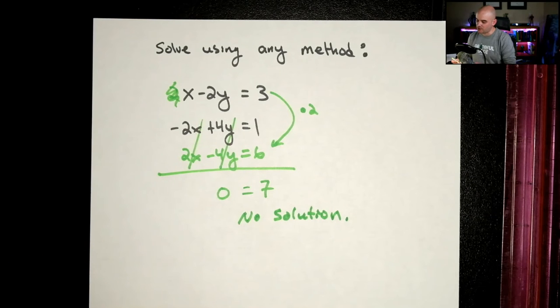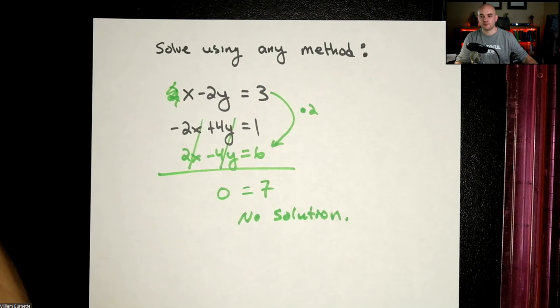Always good to double check when you get something weird. But in this case, it all checks out and you get no solution. So what does that mean, no solution? What does that look like graphically? I said earlier that when you graph them, where they cross is your solution. So if you're getting no solution, what does that say about where they cross? Let's take a look at Desmos and see what we get there.